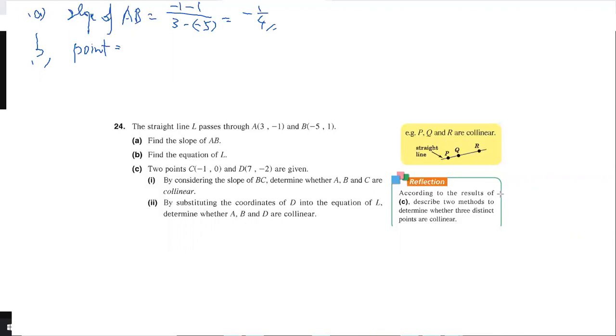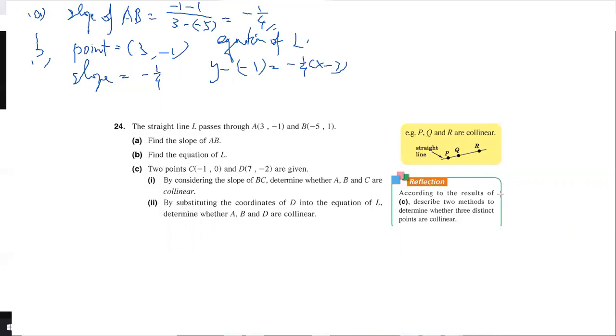Slope is negative 1 over 4, and then the equation of L will be y minus y1 equals m times x minus x1. So it should be 4 times y plus 1 equals negative 1 times x minus 3. So it's 4y plus 4 equals negative x plus 3. So x plus 4y plus 1 is equal to 0.